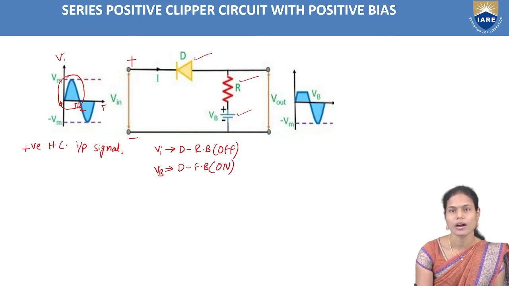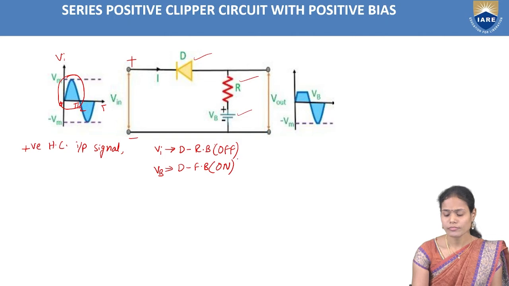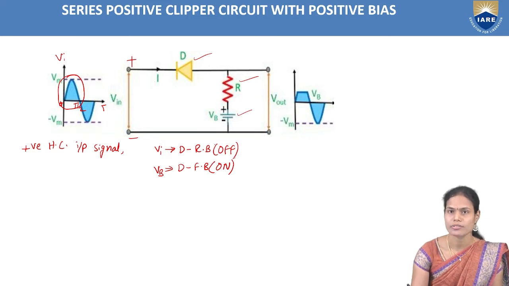So it will be on. Okay. So here there is a conflict. One voltage is making the diode forward bias and one voltage is making the diode reverse bias. So how much output voltage are we getting in this case?